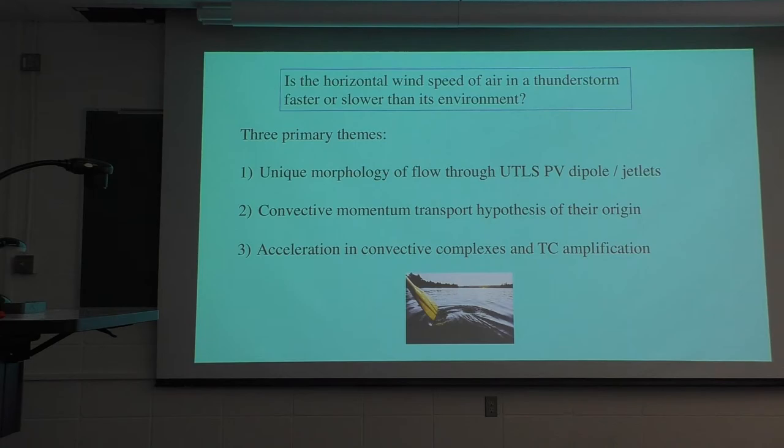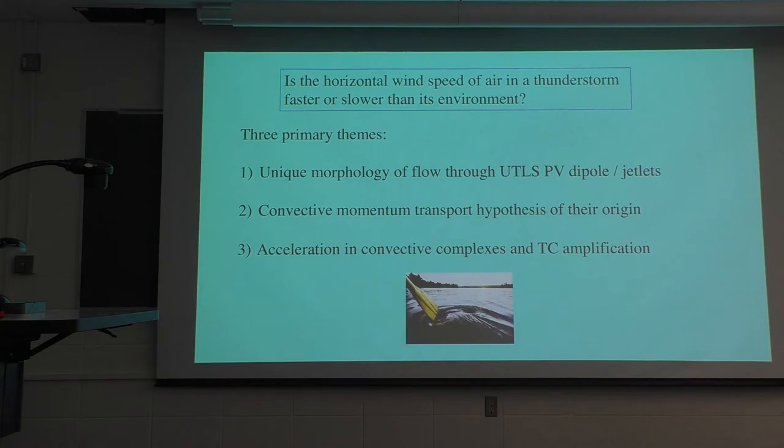In order to have an overarching theme, I thought I'd put this question out there. What do you think? Is the horizontal wind speed of air in a thunderstorm faster or slower than it is in the environment? Usually I think of a thermal, and the air at the bottom of the thunderstorm isn't moving very quickly horizontally, and it's going up into air that's moving faster, which might grab onto it and shear it over. There'll be drag on it and maybe accelerate it, but the updraft itself is probably slowing the flow down by that interaction. That's just what I've always thought.